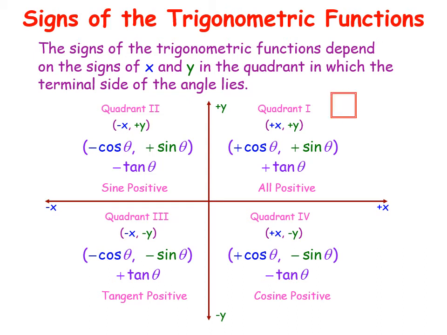I can say that in the first quadrant all are positive. Second quadrant, only sine is positive. Then in the third quadrant, tan is positive. Finally, in the fourth, cosine will be positive. So I have an asterisk rule: all in first, sine in second, tan in third, cosine in fourth.